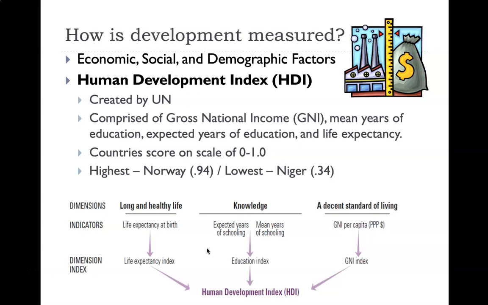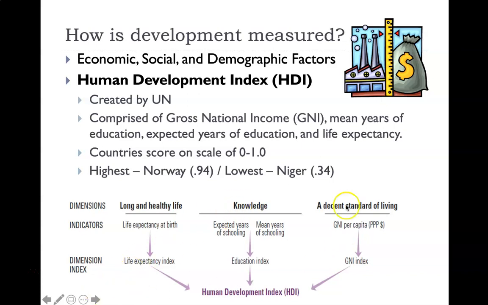The United Nations has come up with something called the Human Development Index. It's comprised of gross national income, GNI, which we'll learn about a little later, mean years of education, expected years of education, and life expectancy. You roll all those up, and there's an equation they use, and you get a number on a scale of 0 to 1. At one point, the highest was Norway, and the lowest was Niger at 0.34.